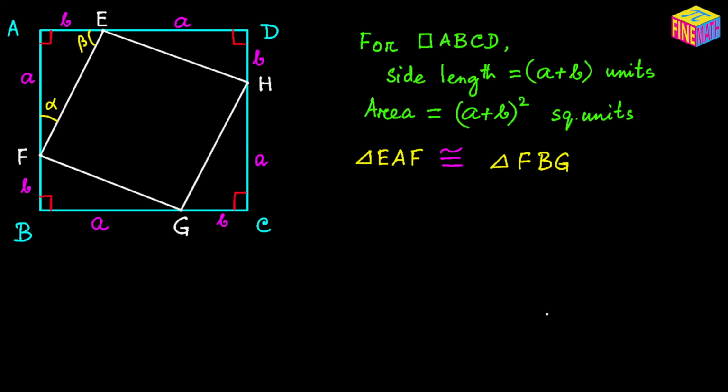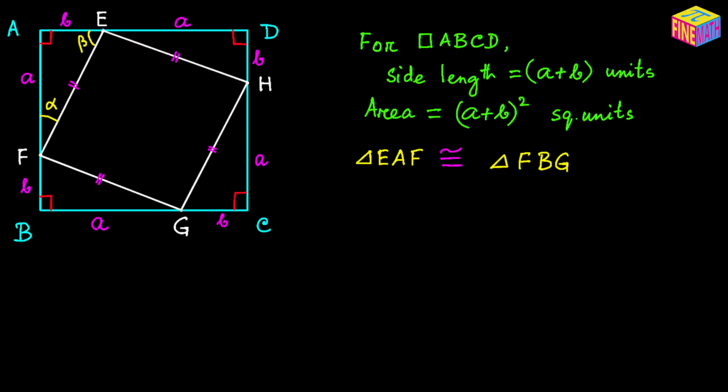Now because they are congruent, their other sides will also be equal. That means the sides EF and FG will be equal. So can I indicate it like this? EF and FG will be equal. And similarly, if you take the triangle FBG and the triangle GCH, you can prove that FG will be equal to GH. And similarly, you can prove that GH will be equal to EH. So essentially the inner quadrilateral, which is inside the original square, has all sides equal. We still don't know whether it is a square or a rhombus, but at least we know that all sides of that inner quadrilateral are of equal length.